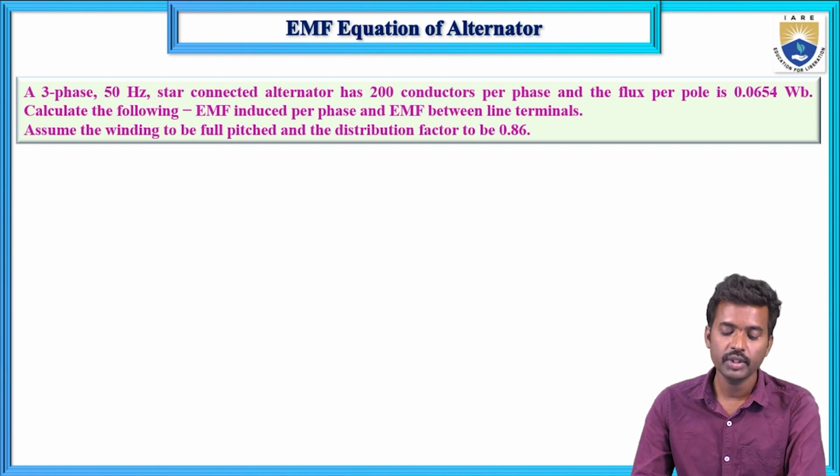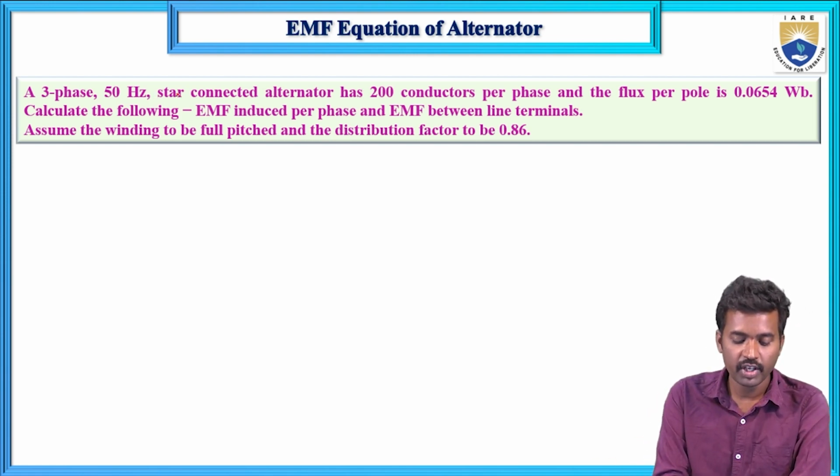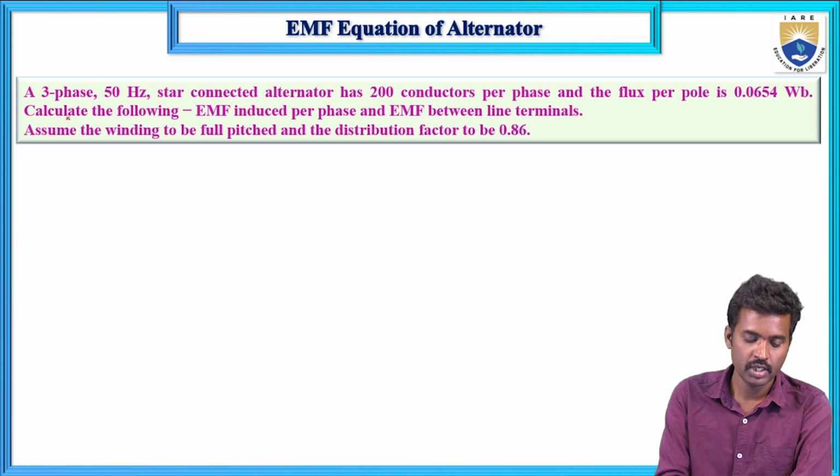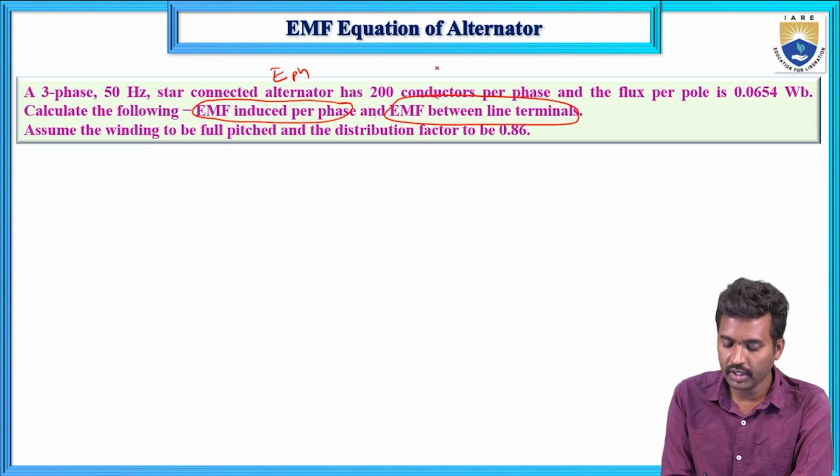Now, problems related to the EMF equation of an alternator. A three-phase, 50 Hz, star-connected alternator has 200 conductors per phase and the flux per pole is 0.0654 Weber. Calculate the following: induced EMF per phase and EMF between lines. So induced EMF per phase means the phase voltage E, and the line voltage EL.